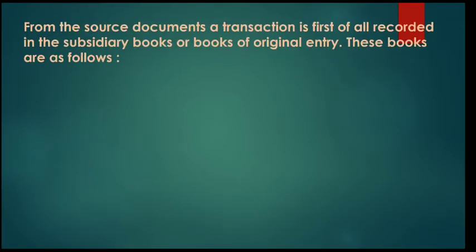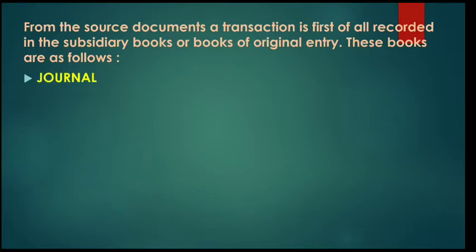From the source document, a transaction is first of all recorded in the subsidiary books or books of original entry. These books are as follows. So, from the source document, the transactions are recorded in the subsidiary books. So, let's see the names of these subsidiary books or books of original entry.